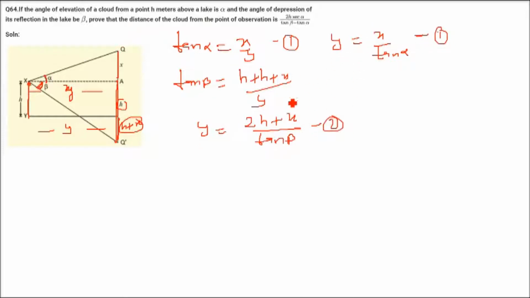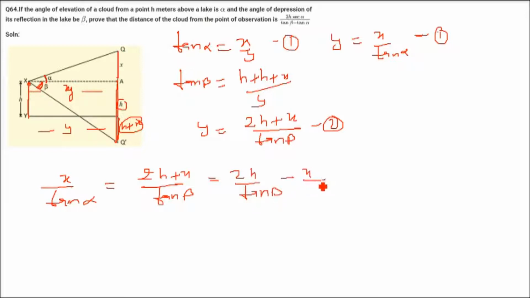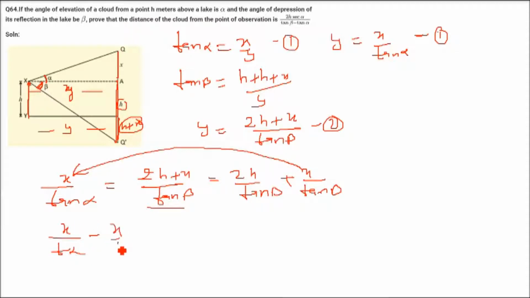Now equate them because both are y. So x by tan alpha equal to 2h plus x by tan beta. This is what you get, right? In order to get this x, let me take these separately. That is, 2h by tan beta plus x by tan beta. Now I'm taking this x here. So it will be x by tan alpha minus x by tan beta equal to 2h by tan beta. So here let me take x as common.